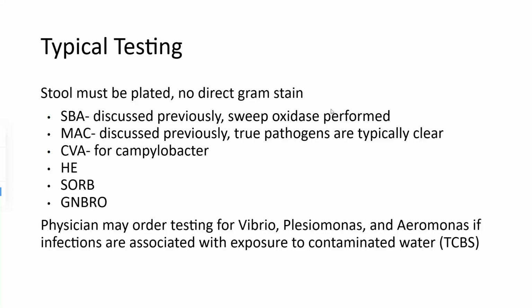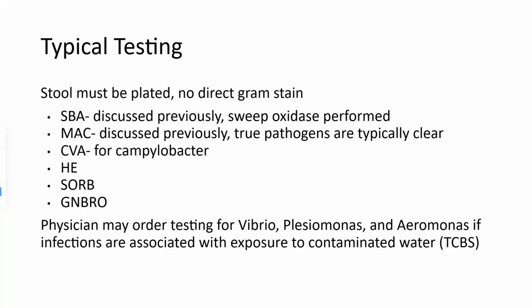So SBA and MacConkey were discussed previously. The SBA, what we would do is when we streak that one for isolation, we would incubate it for a day, and stool typically grows really well after a day. So in 24 hours, you'd probably have a lot of good growth. Then you would perform a sweep oxidase test. So typically in a sweep oxidase, you're going to take a cotton swab and sweep it across the area of the plate that has the most growth.